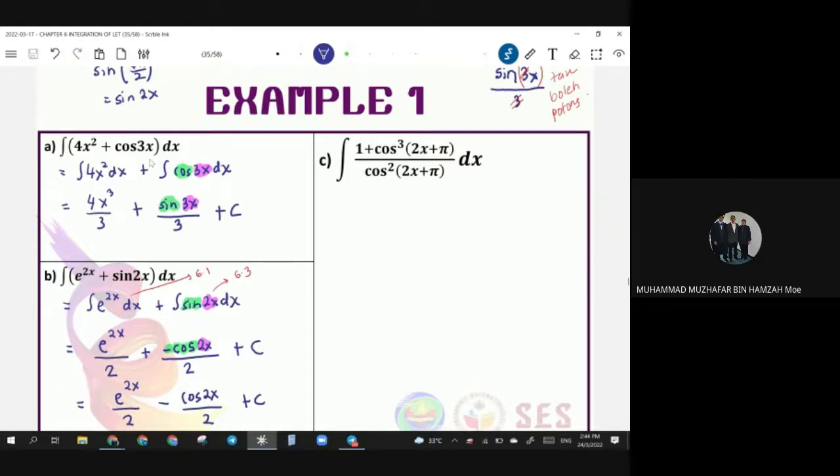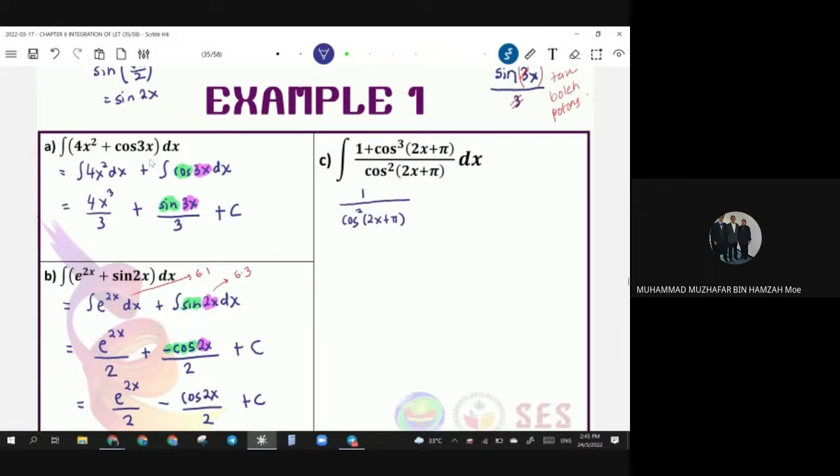Okay, so when we look at the denominator, kita hanya ada cos square sahaja. Dia tak ada pula cos square tambah any other function, which means it is a single denominator lah. Okay, so when we have a single denominator means we can split the fraction. Kita boleh pecahkan fraction itu menjadi 1 over cos square 2x plus pi macam ni.